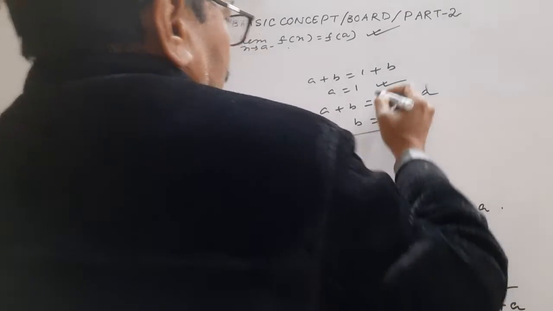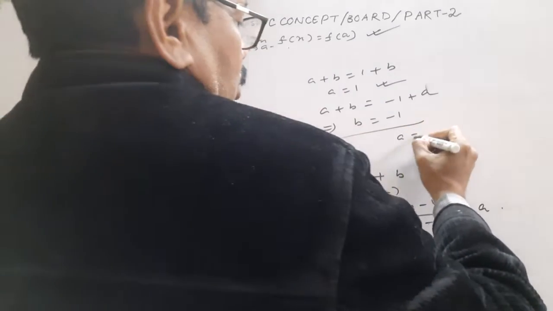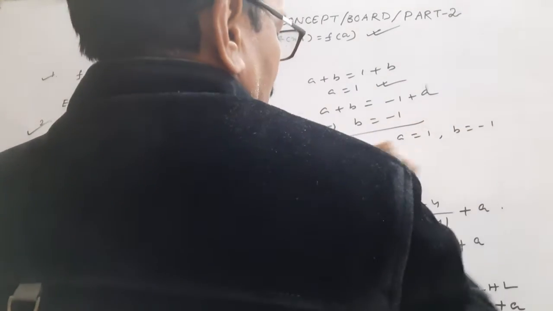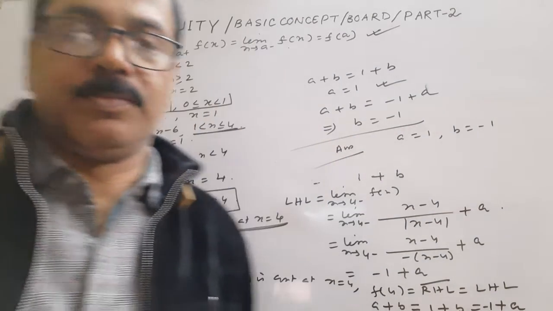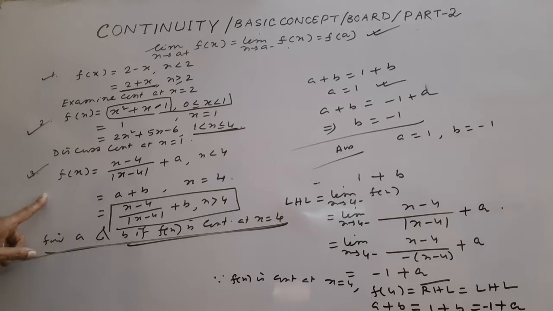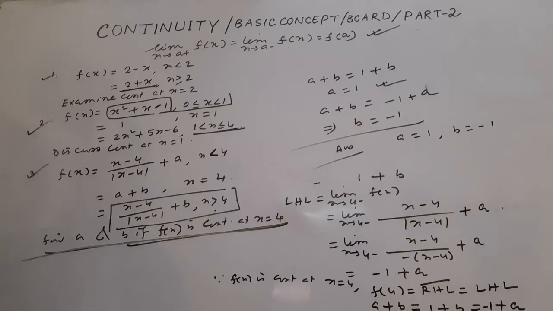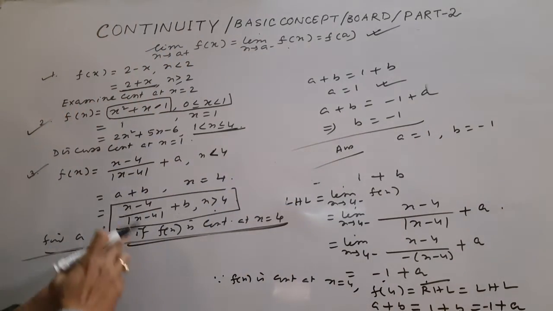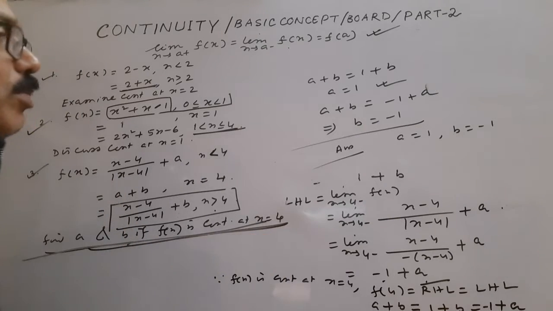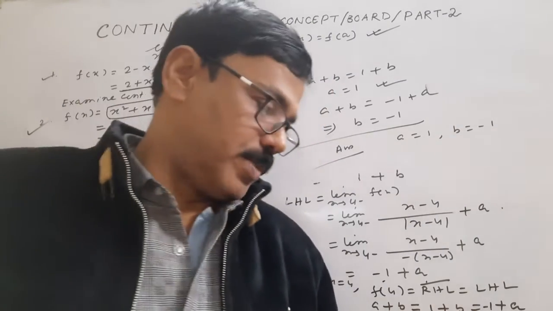So what we are getting? Find values of a and b. So a equals 1, b equals minus 1. This will be the answer. So look at it again. The condition is imposed on less than, equal to 4. So left hand limit is minus 1 plus a. Right hand limit is 1 plus b, and functional value is a plus b. Use the definition of continuity, solve and you find a and b.